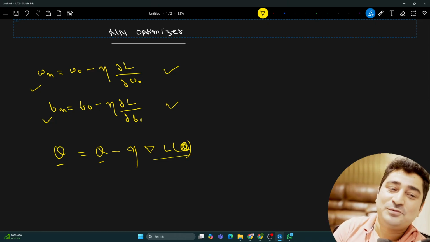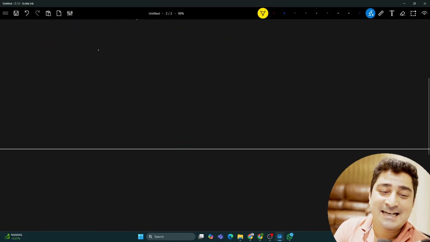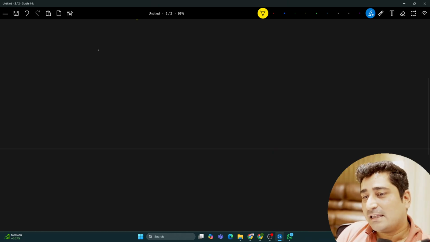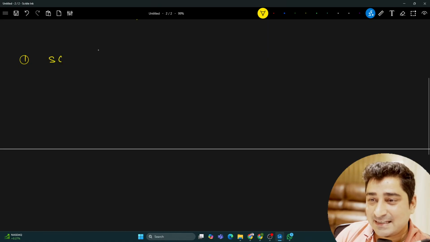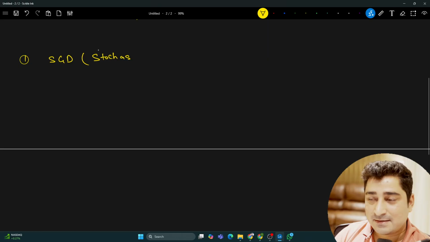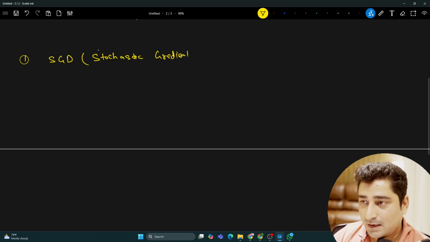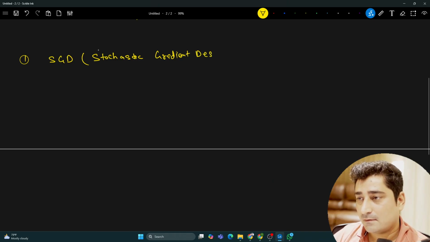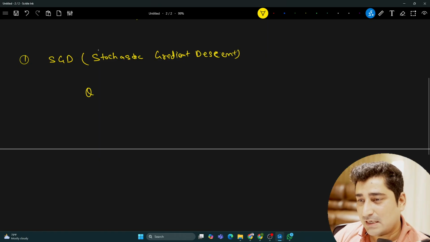Now there is a name for this optimizer, by the way. It is called stochastic gradient descent. Let me write it down. It's the very first optimizer equation that we have already used, but we were not aware of it, right? It's called SGD. The full form is stochastic gradient descent. So there is a name for this equation in a generic way.